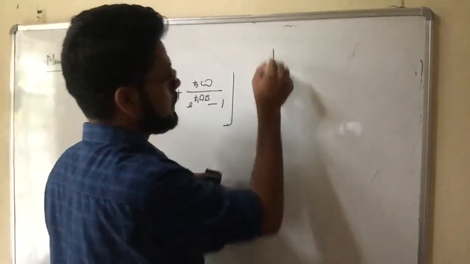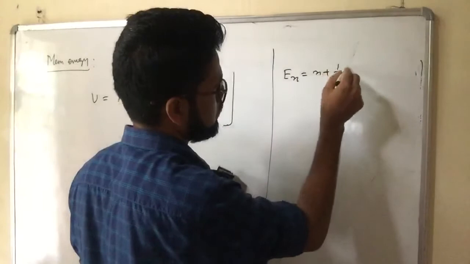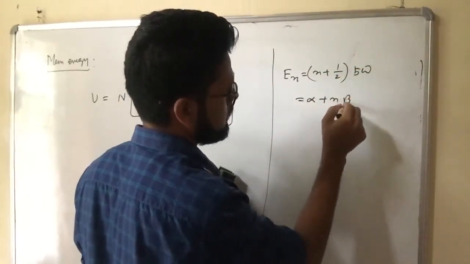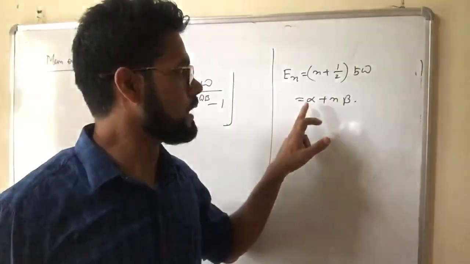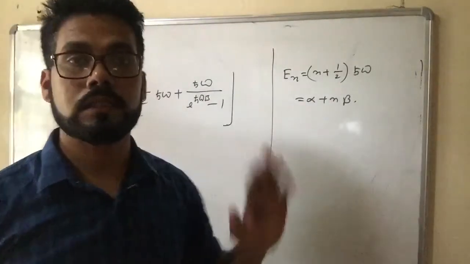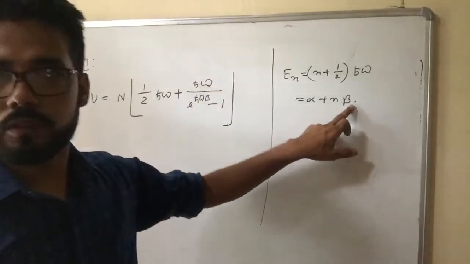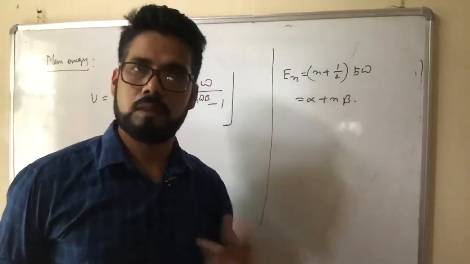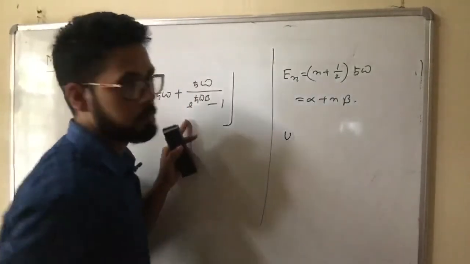But if we consider En equal to n plus half h cos omega, in an exam what happens? I have seen a question where they give alpha plus n beta. The question is like this: if the energy of a harmonic oscillator is given as alpha plus n beta, then what is the mean energy of the system? Just remember, here beta is a constant, alpha is a constant. In that question, beta does not represent 1 by kT. Beta is constant, alpha, beta, gamma like that. So for that expression, you just remember this equation.